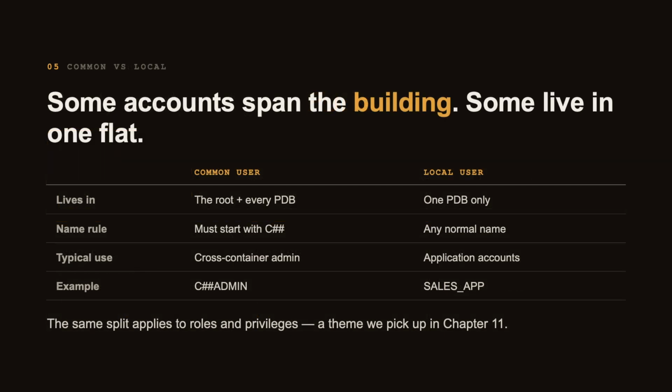Because some things belong at the building level and some at the apartment level, Oracle splits users and roles and privileges too, into two kinds. A common user exists up in the root and in every PDB at once, and its name must start with C##, like C##admin. A local user exists in just one PDB, and that's the normal case for your everyday application accounts. Same idea carries over to roles and privileges, which we dig into properly in Chapter 11. For now, just anchor on the split. Common spans the whole building. Local stays in one apartment.